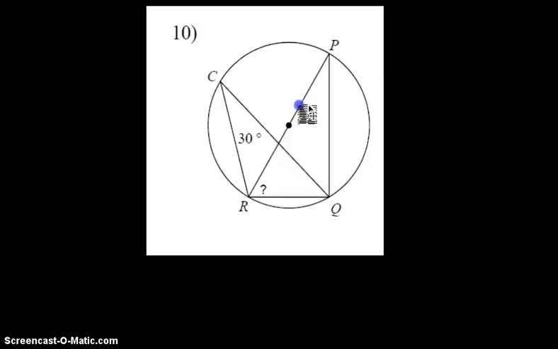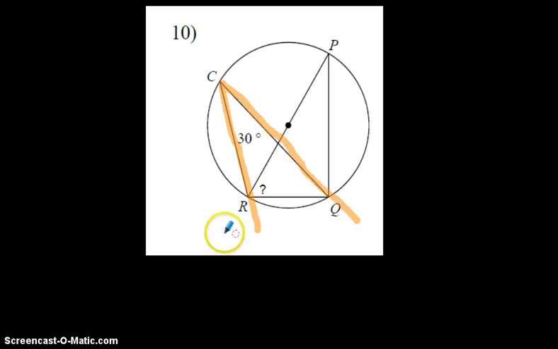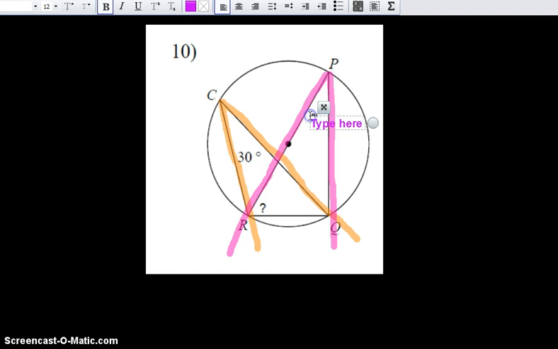Ooh, this one looks fun. Okay. I think it's going to be helpful here to remember that anytime you have 2 angles intercepting the same arc, this is one of our theorems, and in this case I have angle C that intercepts arc RQ, and I also have angle P that intercepts arc RQ. They have to have the same measure. They have to be congruent because they're both going to be half of arc RQ. So angle P is 30.